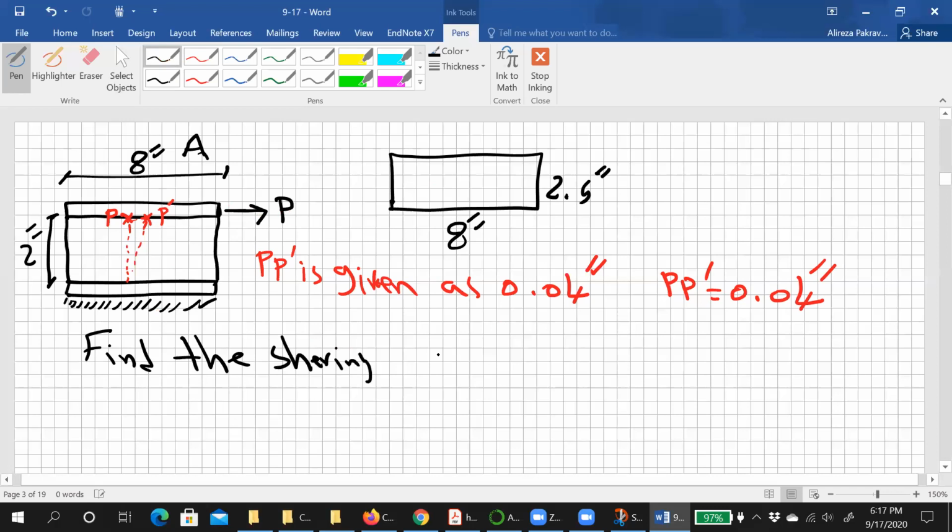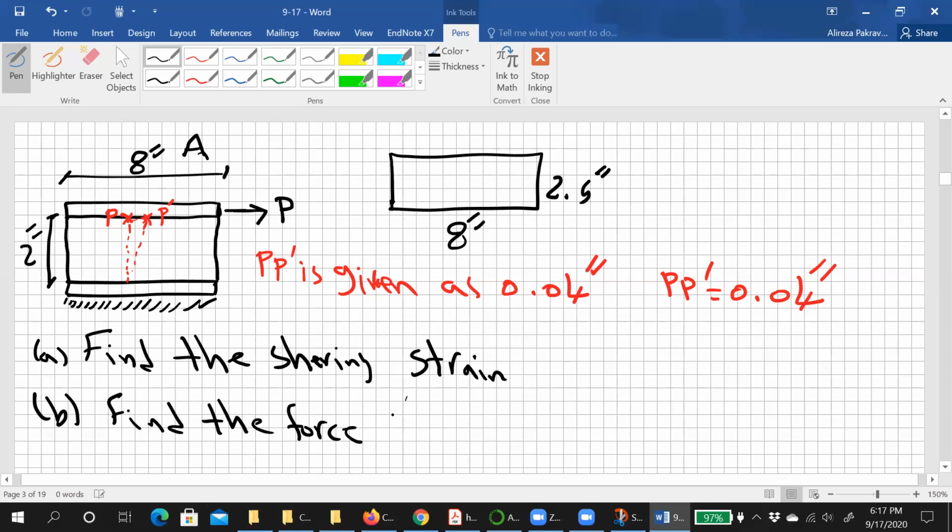the shearing strain. Let's see the shearing strain, and maybe this is part A, right? And part B, find the force P exerted on the upper plate.